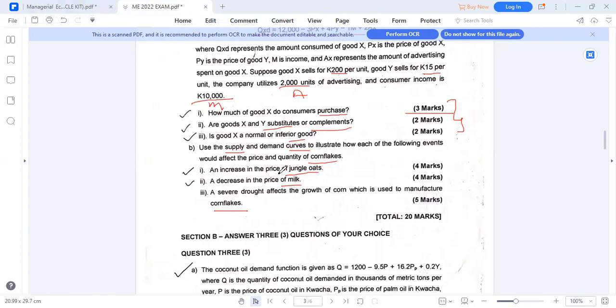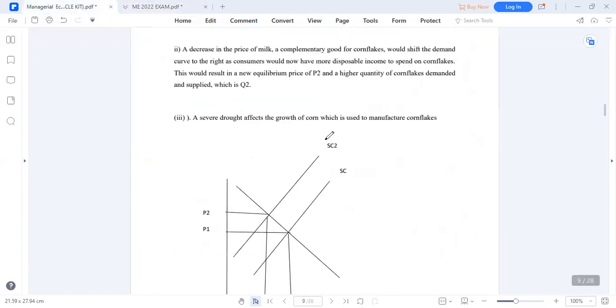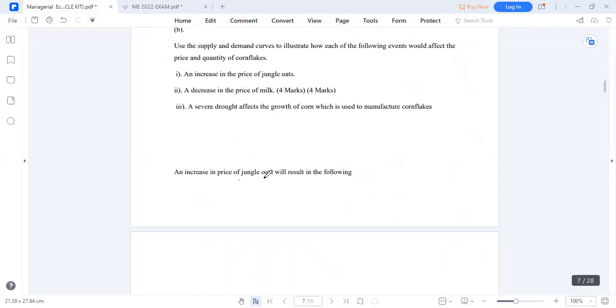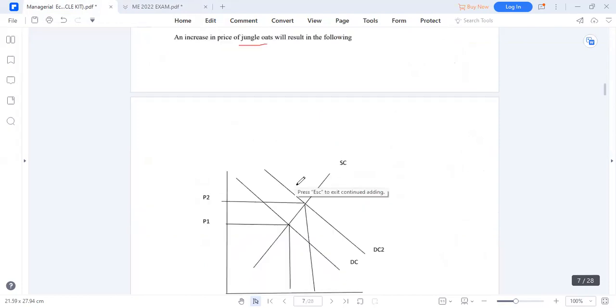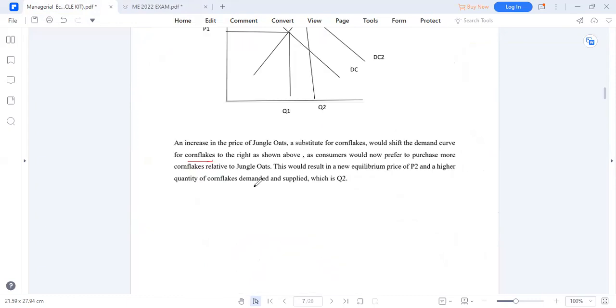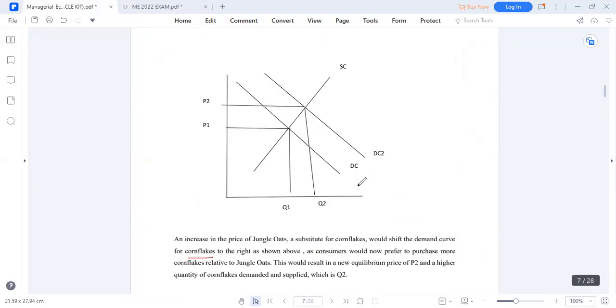So what happens if there's an increase in price of Django oats? So use these graphs here. When there's an increase in price of Django oats, the following happens. Django oats are substitute goods. So there'll be a shift in demand from cornflakes to Django oats. Okay. So there'll be a shift in demand to the right.